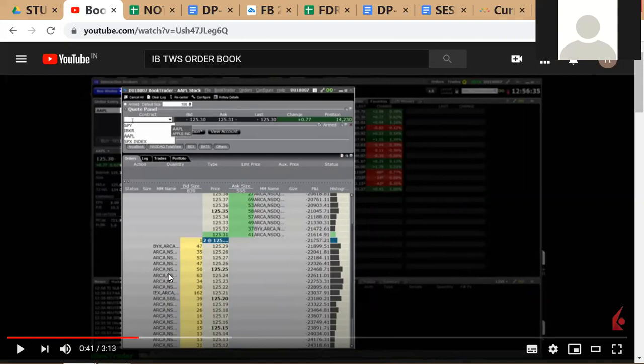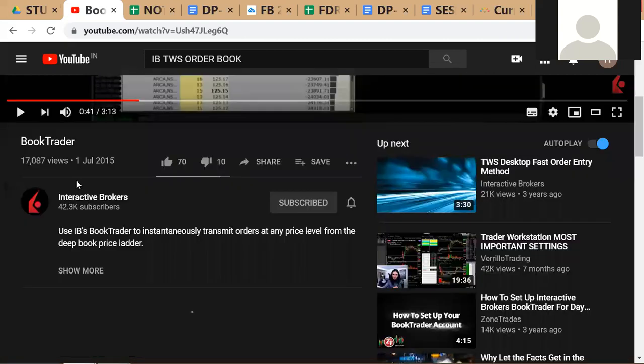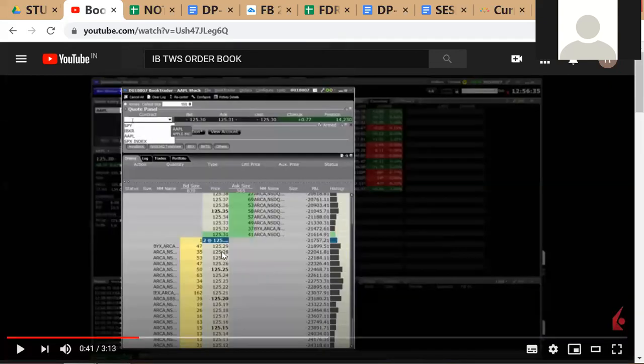You can watch this video also. I think this is by Interactive Brokers, Book Trader. Here you can see what is happening. It will only show how many shares, or how many units, and at what price. That's all you see, and this is the market price essentially. It shows all the buy orders and all the sell orders, at what price and how many units, and that's all you see in the order book.